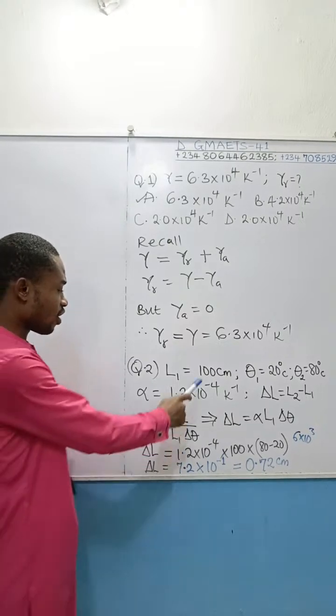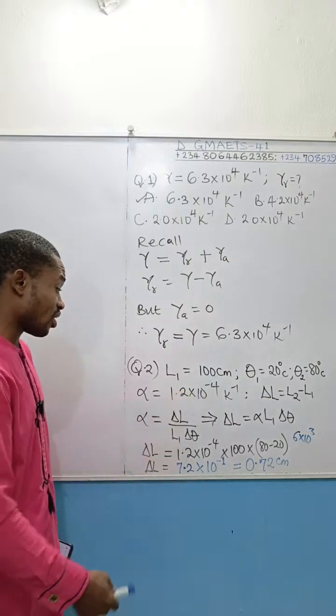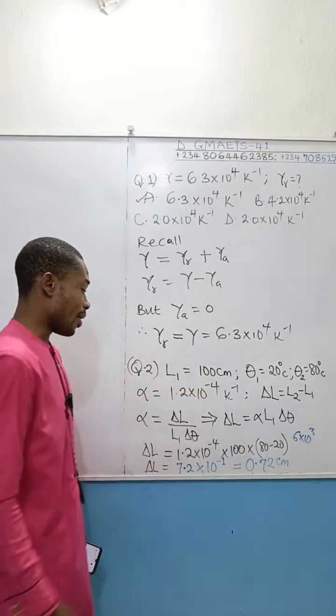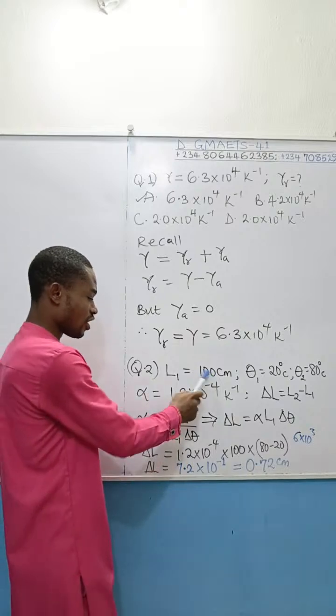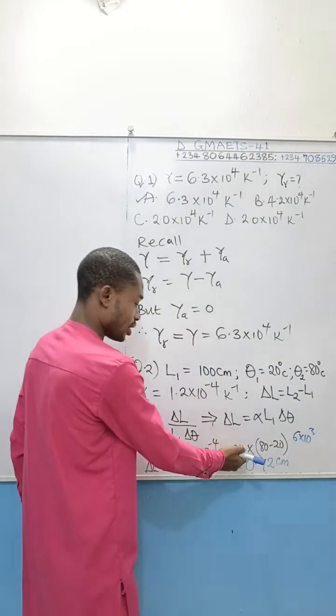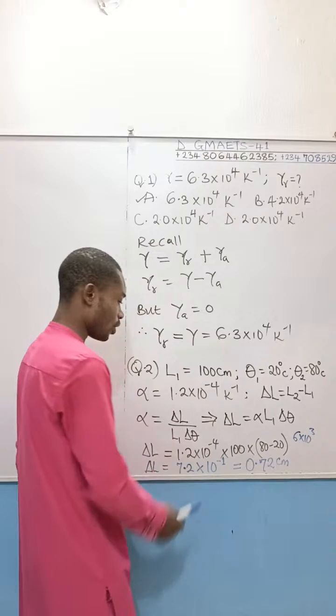Even if I convert this to meter, it's going to give me 1 meter, which means that this will be 1 meter. 60 times 1.2.